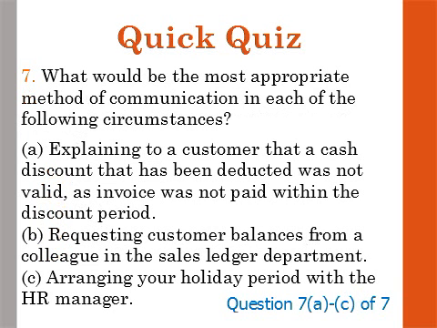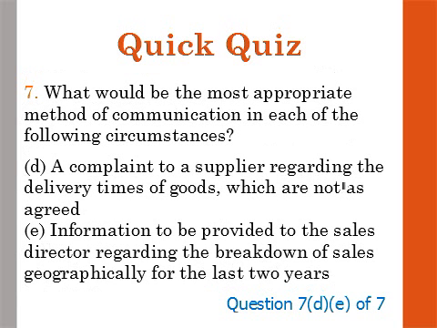Question 7. What would be the most appropriate method of communication in each of the following circumstances? A. Explaining to a customer that a cash discount that has been deducted was not valid, as the invoice was not paid within the discount period. B. Requesting customer balances from a colleague in the sales ledger department. C. Arranging your holiday period with the HR manager. D. A complaint to a supplier regarding the delivery times of goods, which are not as agreed. E. Information to be provided to the sales director regarding the breakdown of sales geographically for the last 2 years.